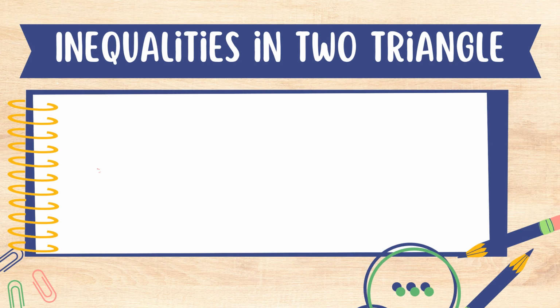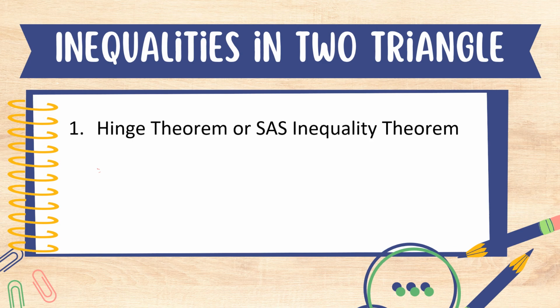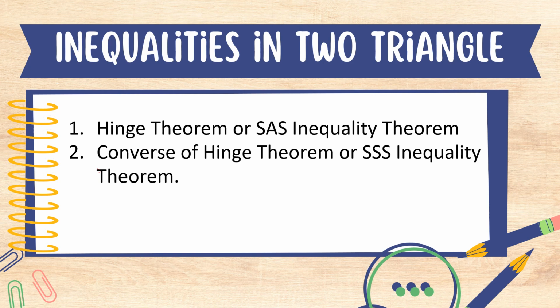On the other hand, inequalities in two triangles are either of these theorems. Number 1, Hinge theorem or SAS inequality theorem. Number 2, converse of the Hinge theorem or SSS inequality theorem.